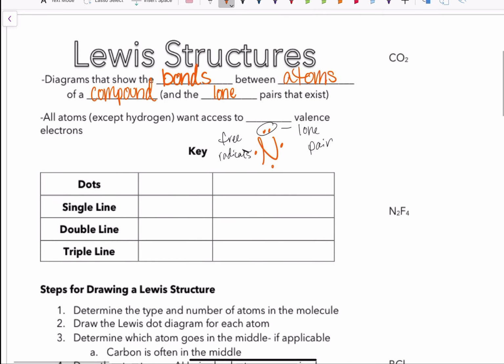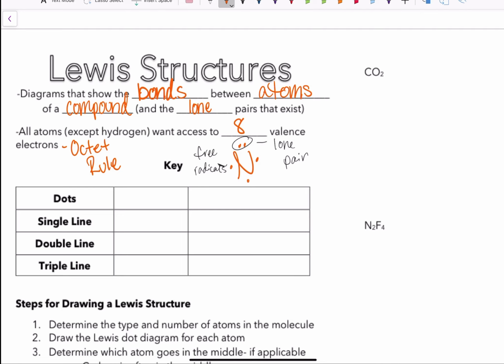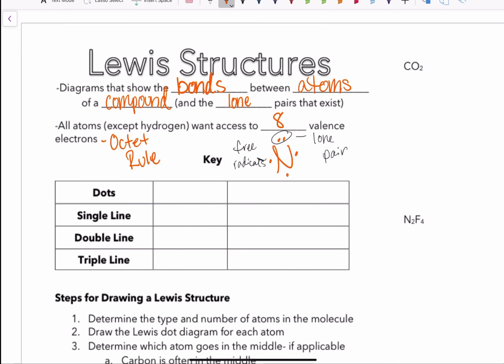So for these diagrams, all of the atoms, except for hydrogen, within the Lewis structures we're going to be drawing really want access to 8 valence electrons. And that's not new information. This is called the octet rule, and we've been learning about this for a while now. The octet rule says that all atoms really want 8 valence electrons because it helps them become stable like a noble gas. That is a full valence shell.